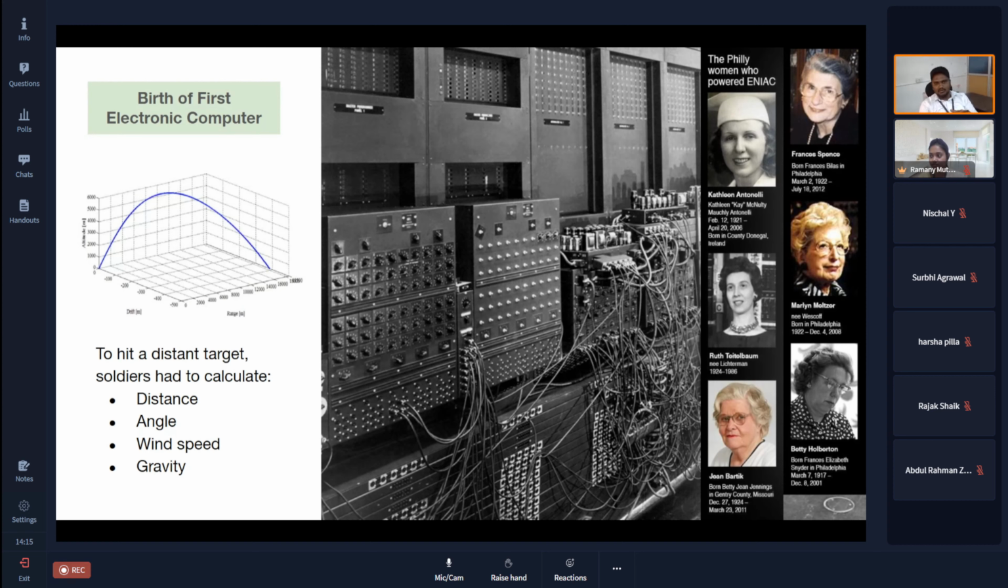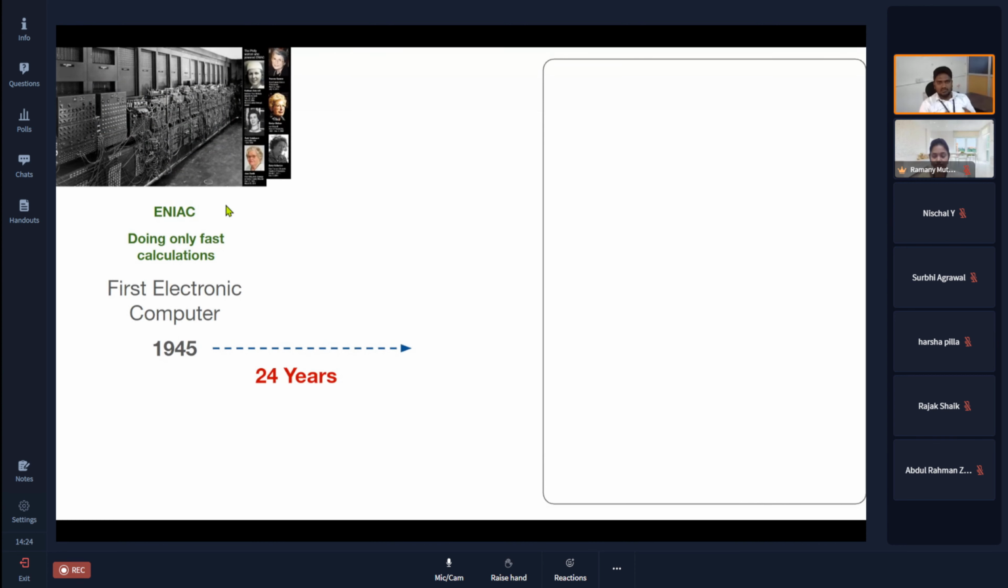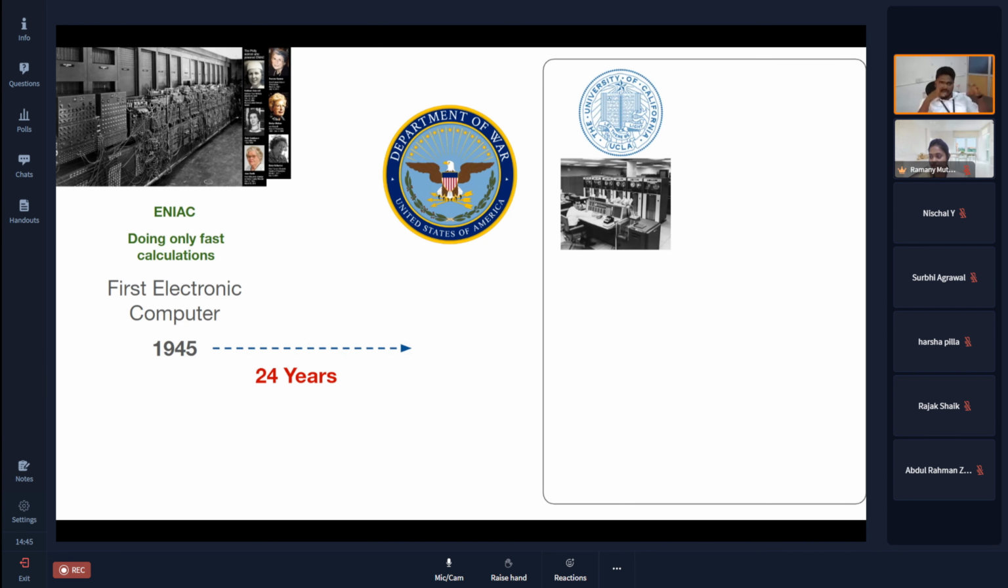After this computer was born, World War II also ended, and the US military was sitting idle and innovating things. If you refer back to history, the US and the Soviet Union were fighting each other, so they wanted to be better in their technology. The United States Ministry of Defense, that was the older name, now it is the Department of War, asked their universities in the United States.